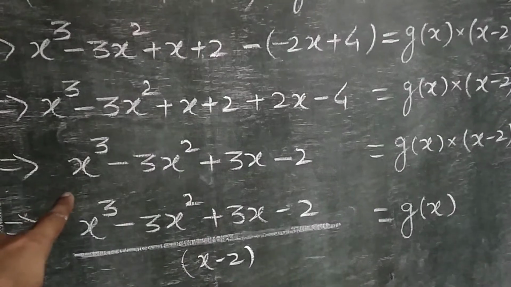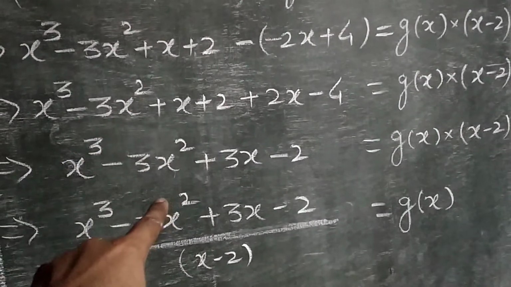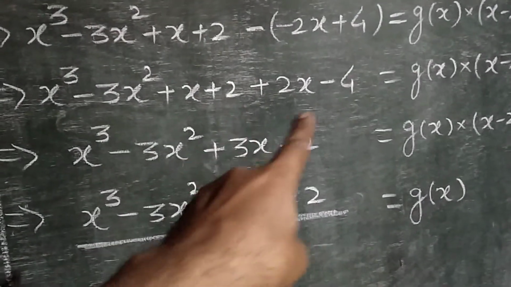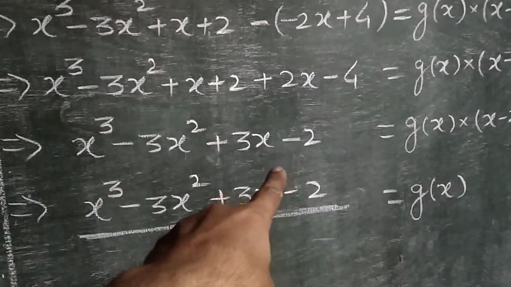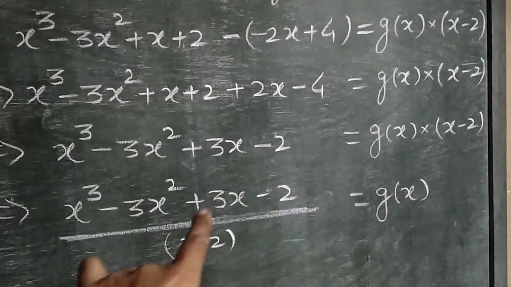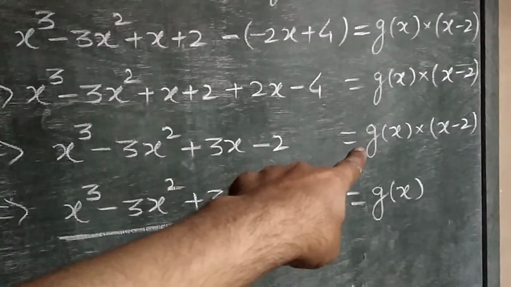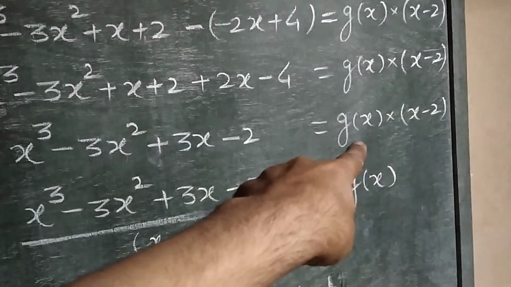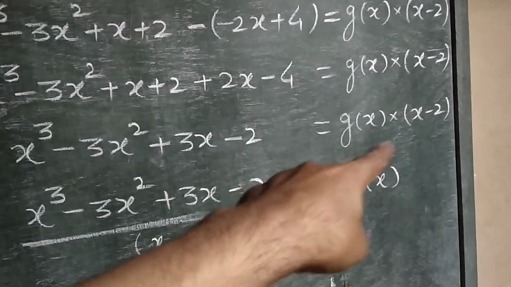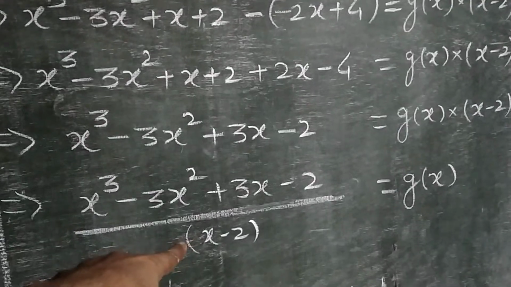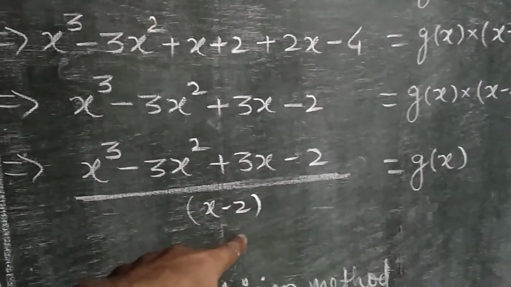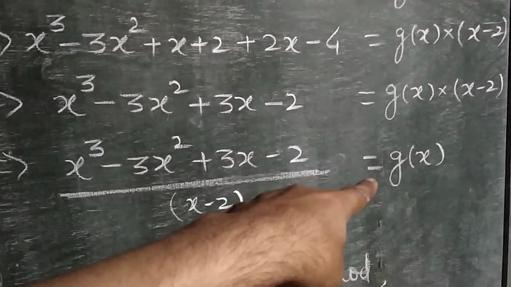Now x cube as it is, minus 3x square as it is, and x plus 2x will become 3x. 2 minus 4 will be minus 2. The right hand side will be as it is. We want to calculate the value of g of x, and x minus 2 is in multiplication with g of x, so we'll divide it on the left hand side. So x cube minus 3x square plus 3x minus 2 upon x minus 2 equals g of x.